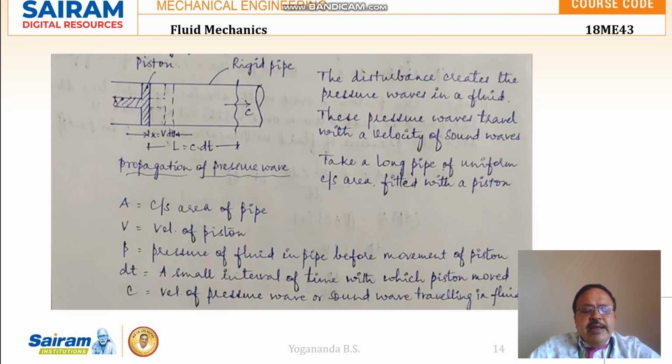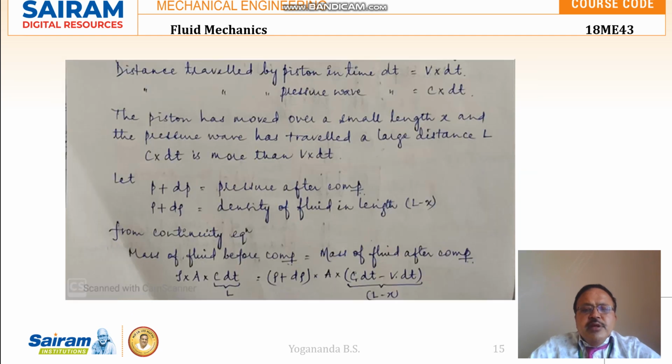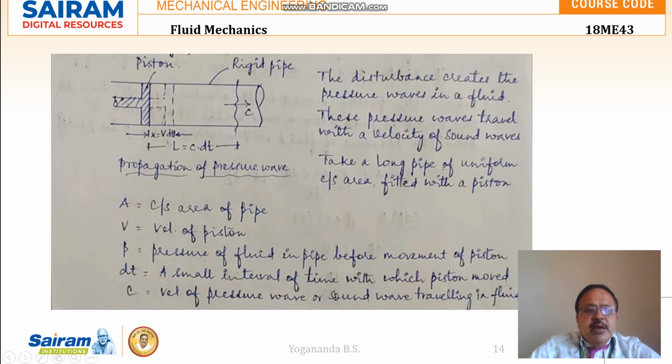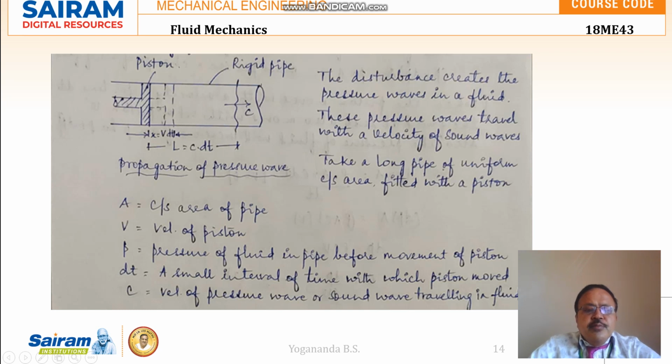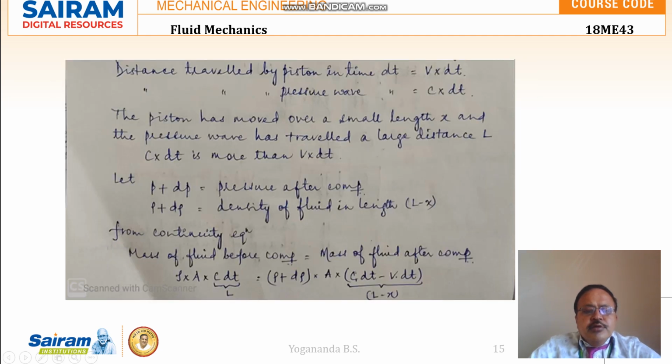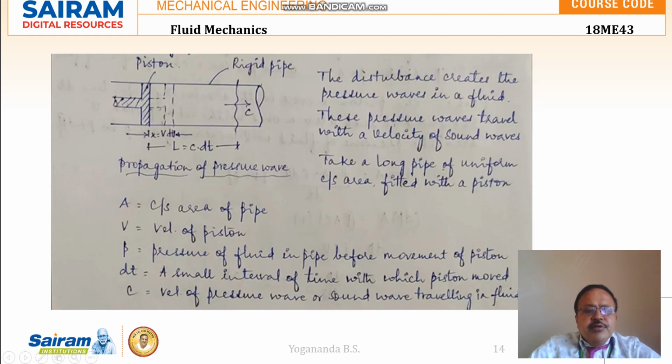That is v into dt, because we know that distance traveled is velocity into time, where v is the velocity and dt is the time taken. Now the distance traveled by the pressure wave: pressure wave velocity is given as c, so the distance traveled by the pressure wave is c into dt. The piston has moved over a small distance x here, and the pressure wave has traveled a large distance L, which is c into dt. So c dt is more than v dt, so length L is greater than x.